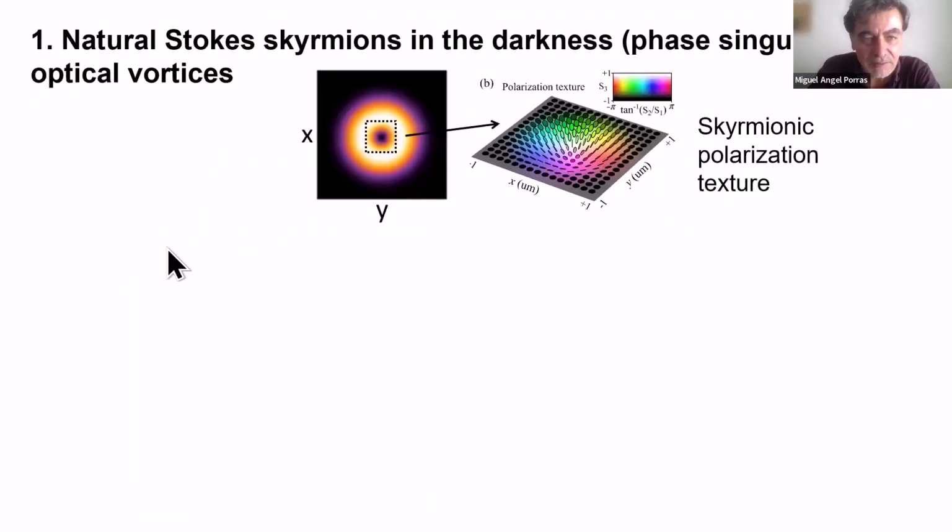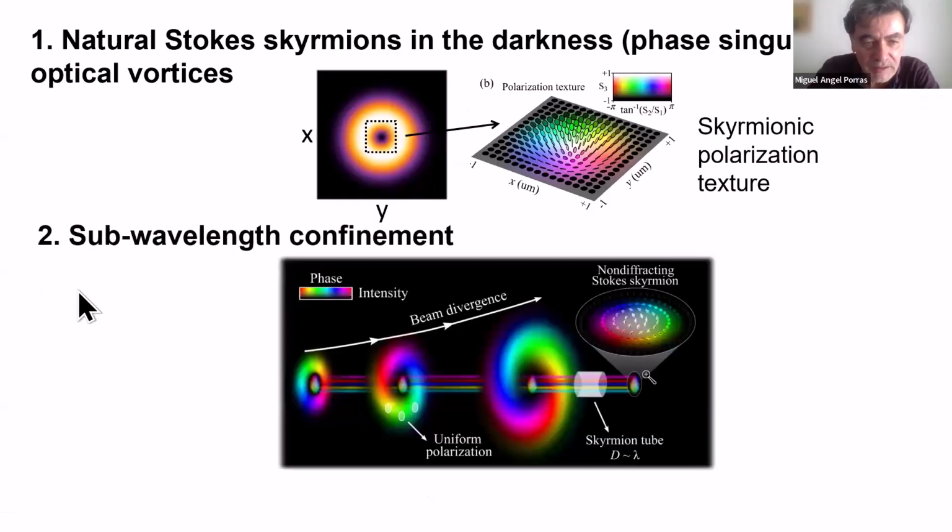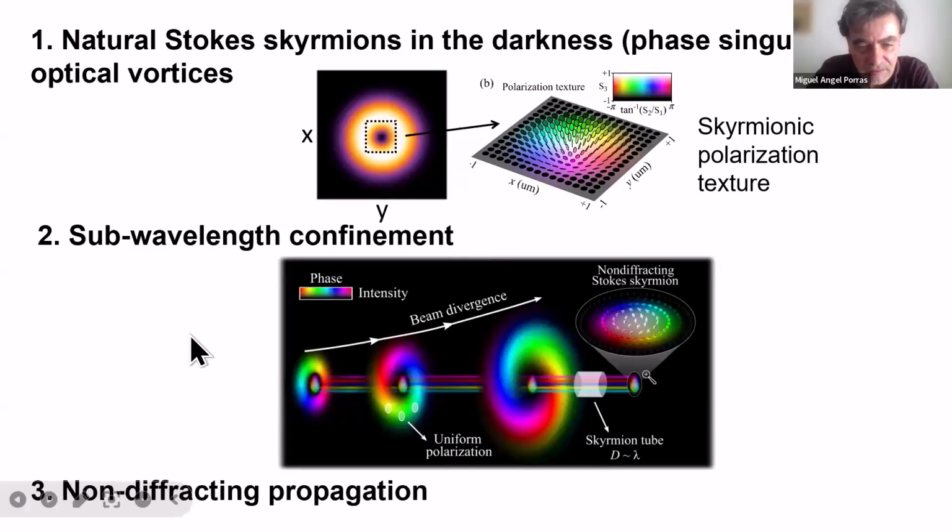First, I will describe these skyrmions that address the phase singularity of optical vortices and their experimental observation. Second, I will show you their subwavelength confinement in a tube, with a radius that is controlled by a kind of spin-orbit coupling. Third, I will talk about the non-diffraction, or propagation-invariant, property of these skyrmions.